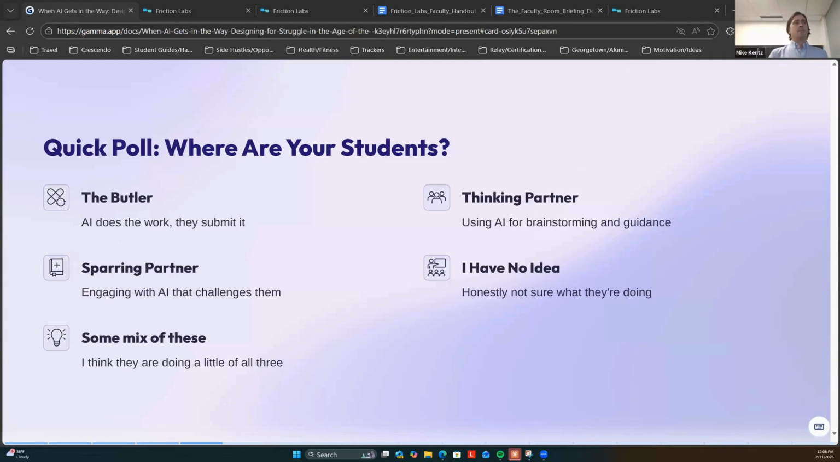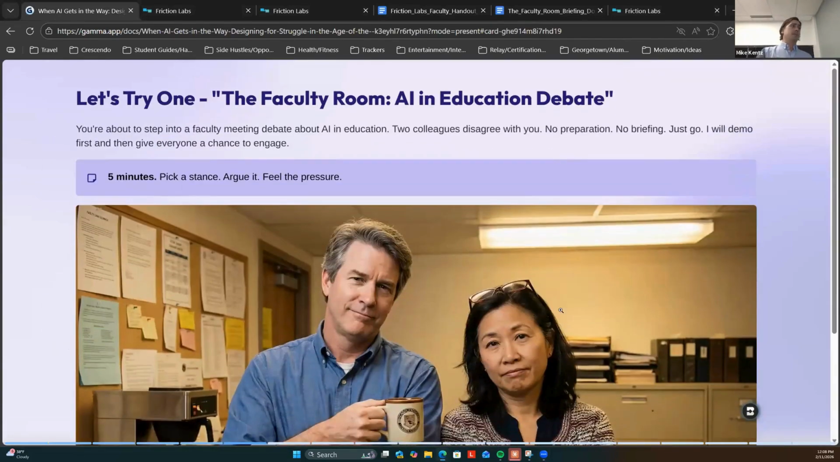And I would generally agree with that last one. I think the students that I have in my Composition 1 class tend to be using it as either a butler or a thinking partner, and it sort of depends on the situation. So I appreciate you all sharing that with me. That helps me get a baseline of where we're coming from in our classes and in our student experiences.